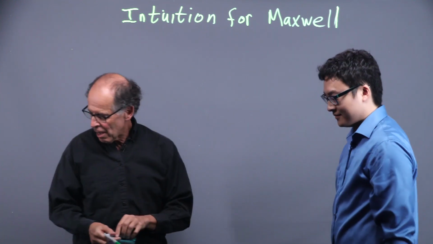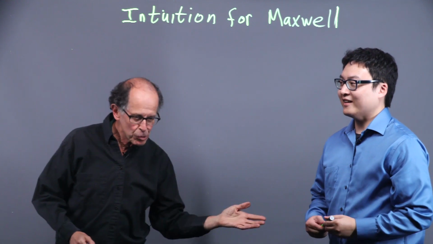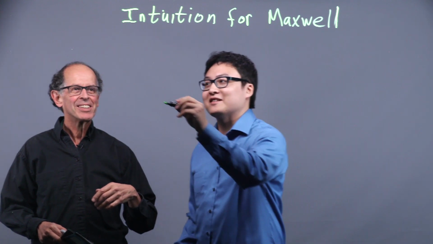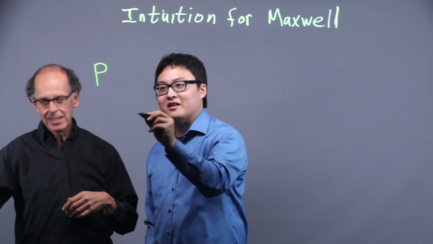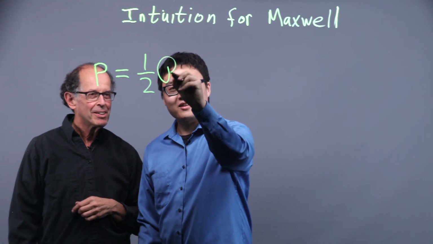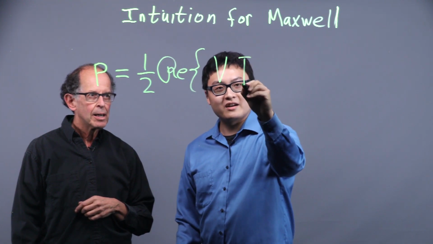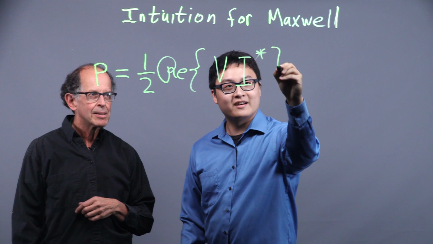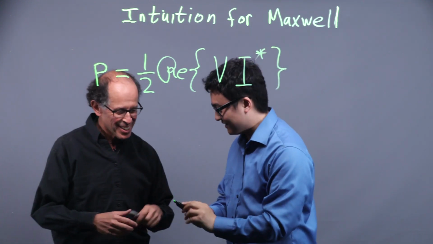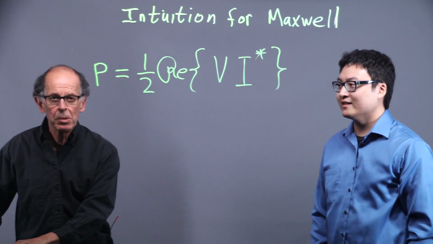Sam, can you write down the energy that's flowing down the line, the power, the average power? Well, it's been half a decade since I learned that. Let's see if I still have that in my mind. P is 1/2 the real part of V times I complex conjugate. Is that correct? That is absolutely correct. Wow, no wonder I'm a TA. That's great. Thanks, Sam.